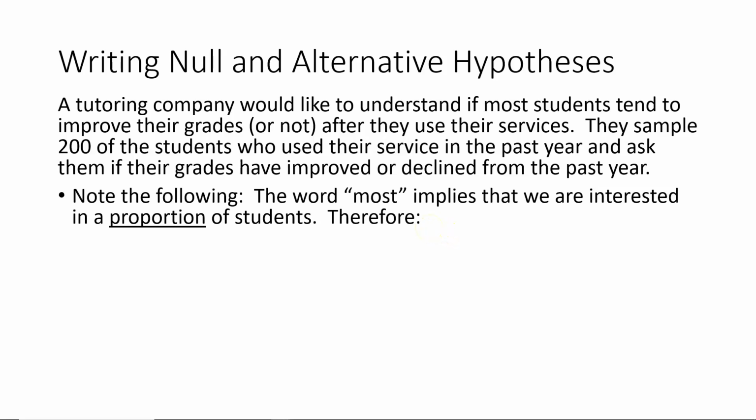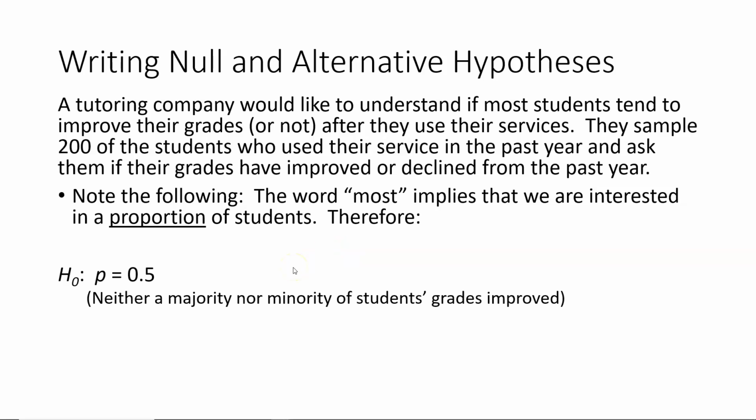First of all, notice in this scenario, the word most implies that we are interested in a population proportion of students. Therefore, when we write our null hypothesis, notice symbolically I've written it as H subscript 0 with a colon after it, and then P stands for population proportion. We're going to say that that's equal to 5/10 or 1/2 or 50%. Notice what this statement is really saying. It is a skeptical position that says that neither a majority nor a minority of students' grades improved.